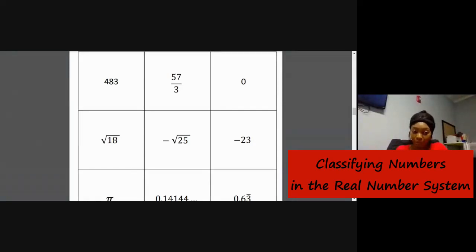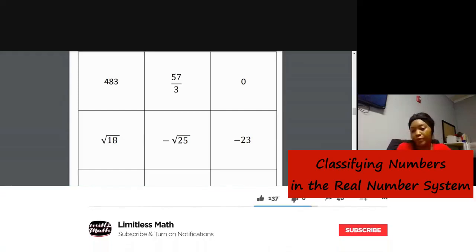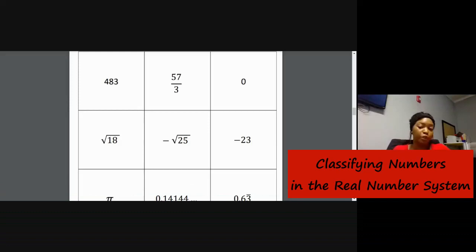Is negative 5 a whole number? I can understand why somebody would think yes, because it doesn't have decimals and it doesn't have fractions. But since it's negative, it's not whole. You have to be positive to be whole. So there's no way it can be a whole number. Negative 5 is not natural, and negative 5 is not whole.